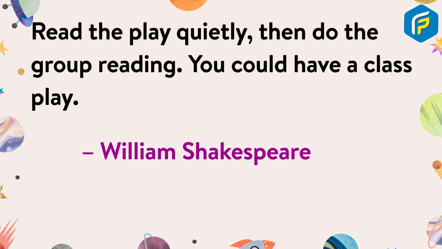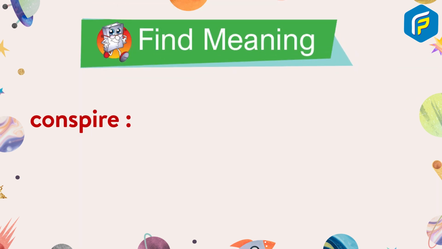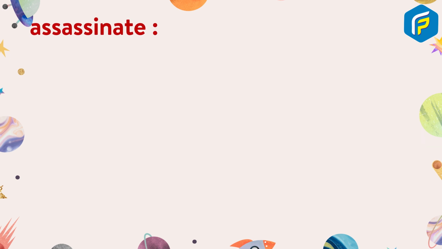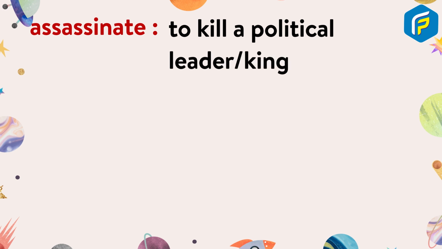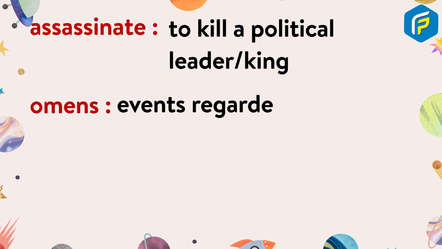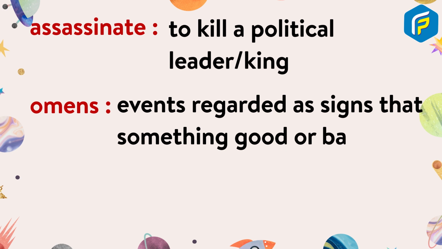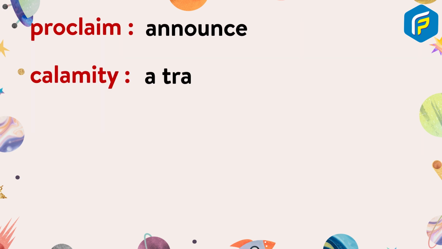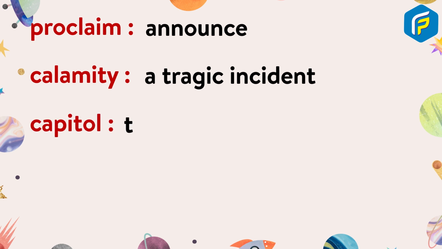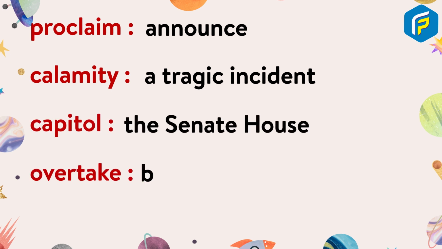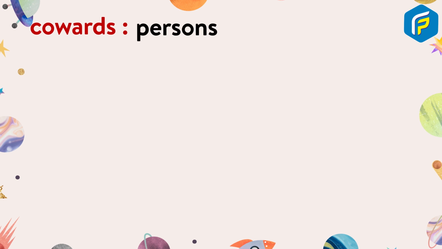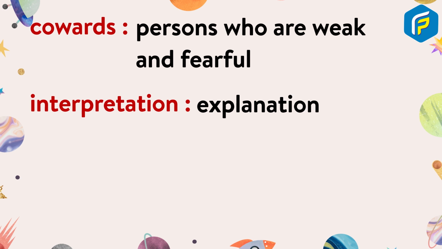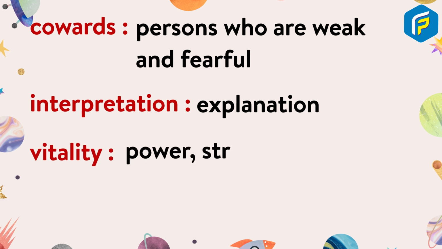William Shakespeare. Find meaning. Conspire: to make an evil plan to harm or kill someone. Assassinate: to kill a political leader or king. Omens: events regarded as signs that something good or bad will happen. Proclaim: announce. Calamity: a tragic incident. Capital: the Senate House. Overtake: befall. Cowards: persons who are weak and fearful. Interpretation: explanation. Vitality: power, strength.